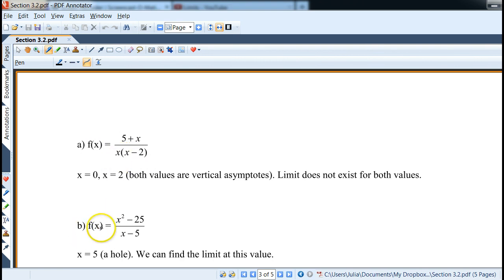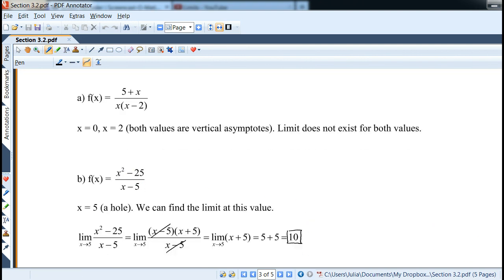Now notice in part B, it was a hole because you can cancel it with the top if you factor it. If it is a hole, you can find the limit at that value. How do we do it? Well, we did it in the previous section. You cancel it. Notice how we keep the limit, keep writing it, until you are ready to plug it in. Okay, so by definition, the limit of f of x is equal to f of a if it's continuous.